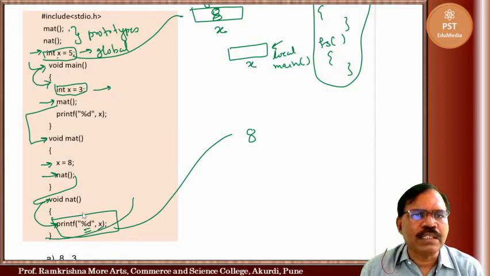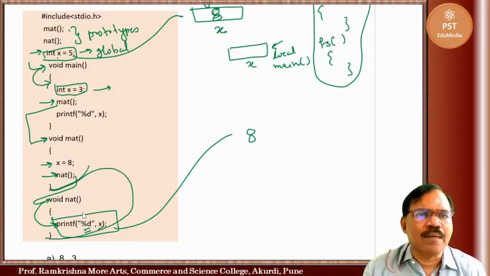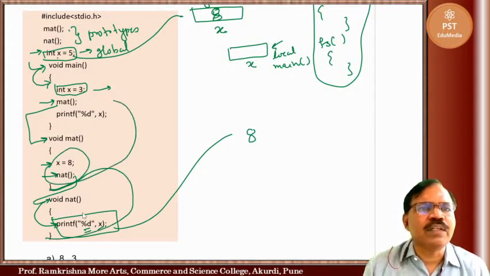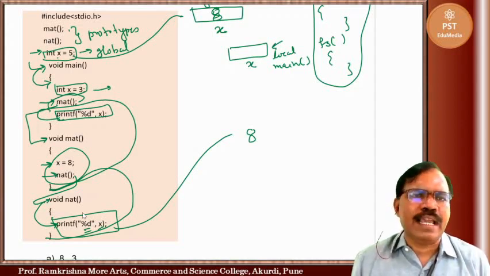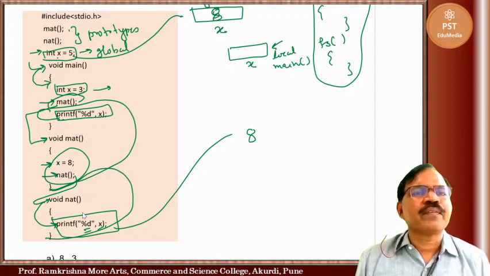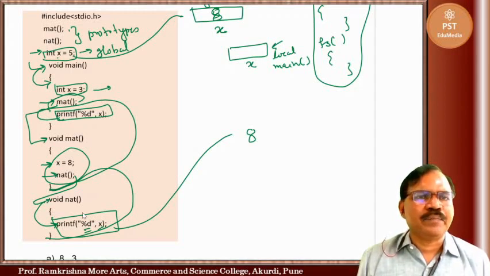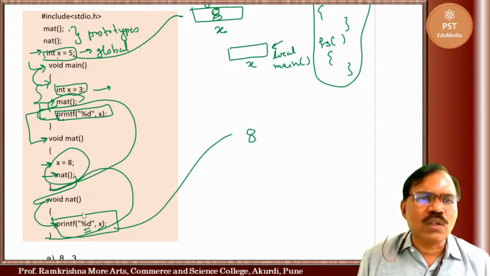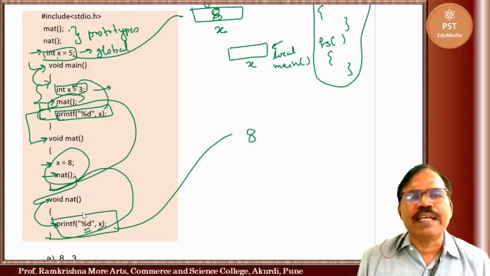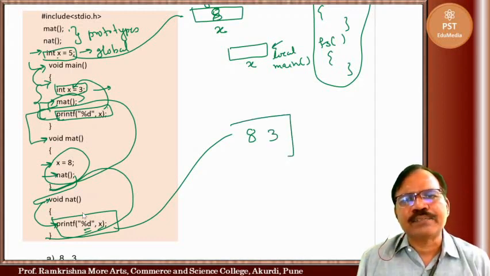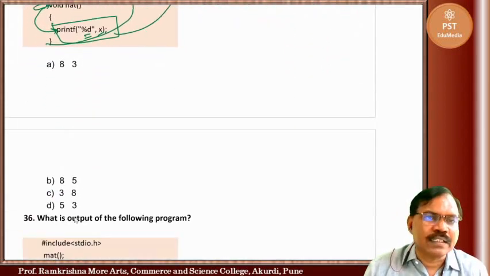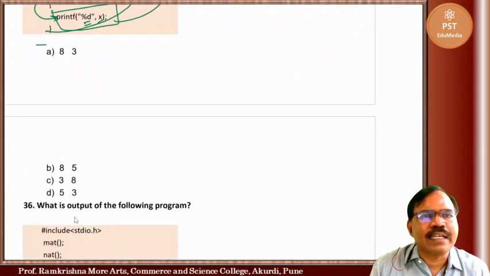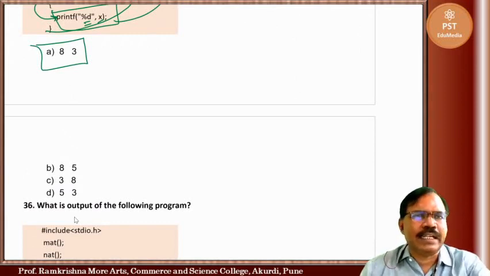Now from nat it will go back to mat, then back to main, and then to the statement printf %d x. But here it will not take 8. It will take whatever value of x is local here, that is 3. So we will get the output 8 3. So here 8 3 is correct.